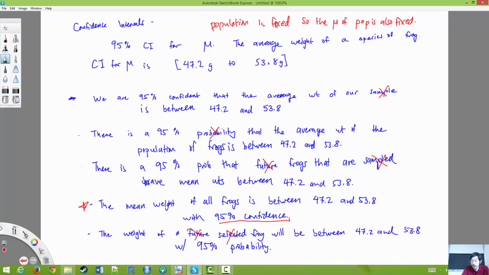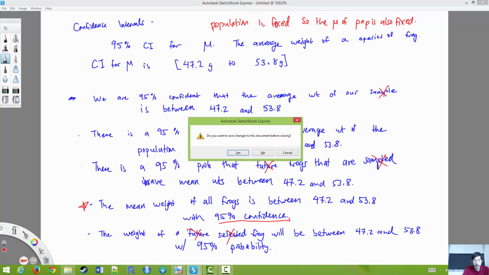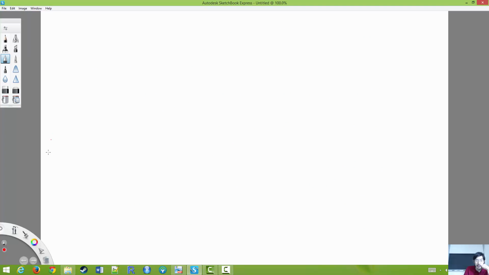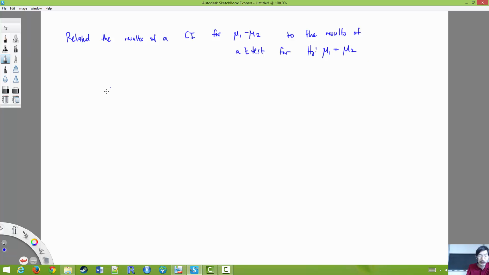Maybe I'll do a brief run through of all the different tests. For another conceptual question: is it a possibility you may be asked about a confidence interval for the difference in means? I think you did have questions on quiz 3 that related the results of a confidence interval for mu1 minus mu2 to the results of a t-test for the null hypothesis mu1 equal to mu2.